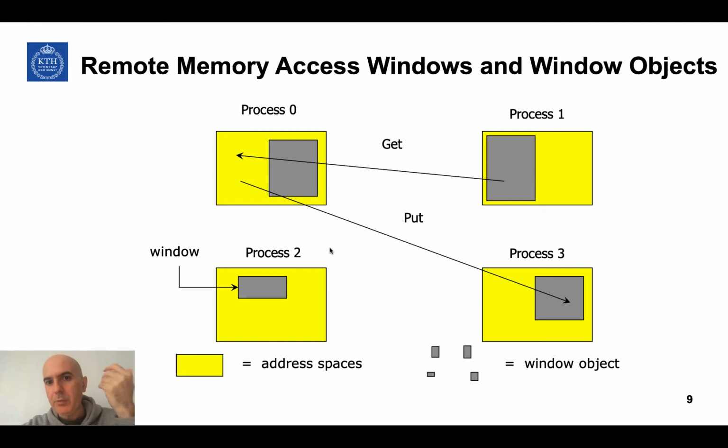Once this is accessible, we can use the put operation to write. For instance, in this case, process 0 is writing directly to this MPI window that has been made accessible by process 3. We can also do a get operation, which is basically a read operation.